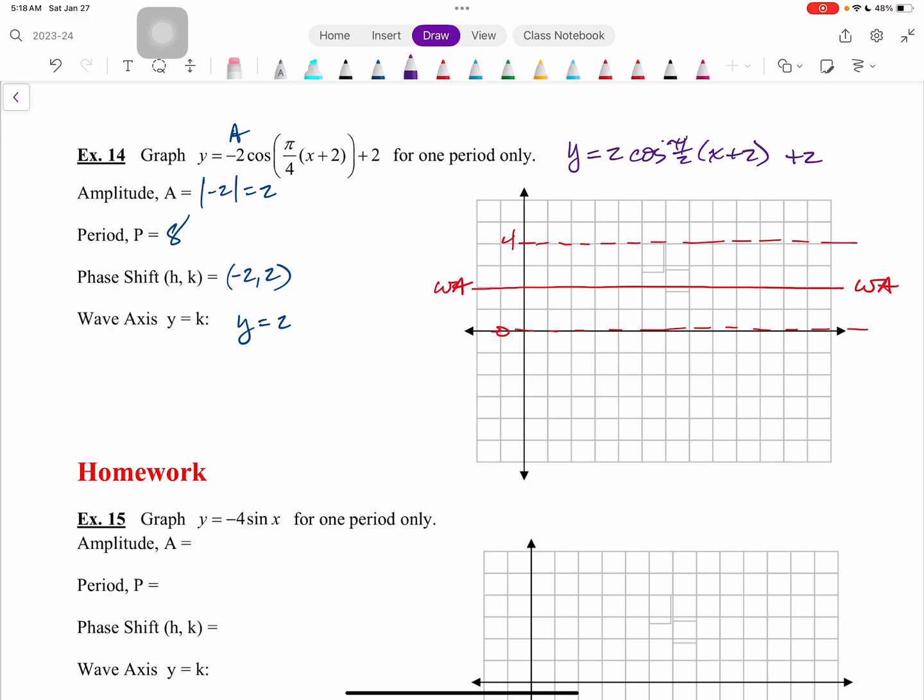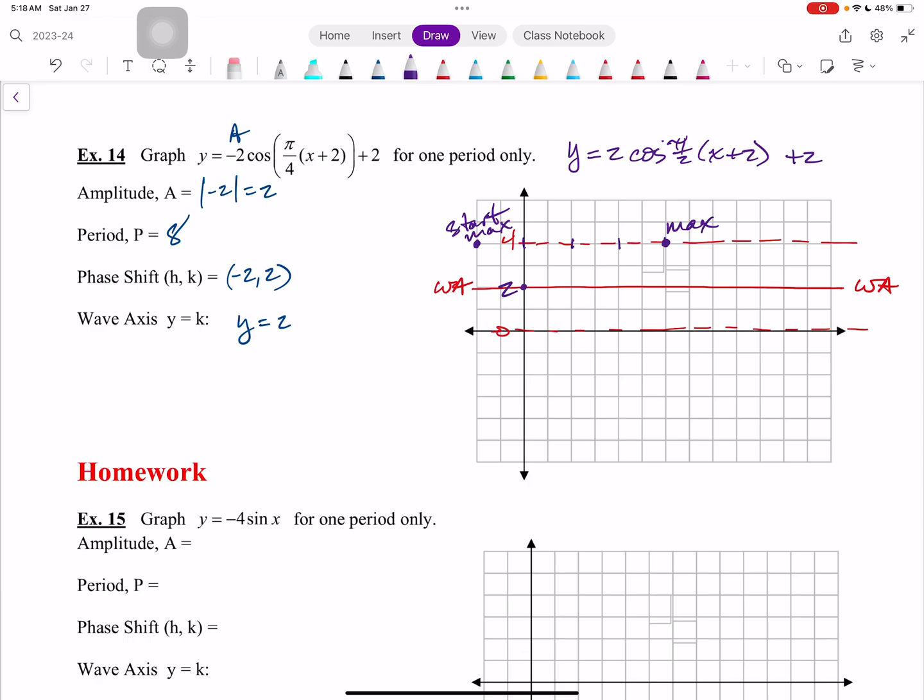This one right here would typically start at 2 on the y-axis right here. So I'm going to mark 2, but I'm going to shift it. I'm going to go left 2, up 2, so I'm going to start up here. So this is my start point. If A is positive, then I'm going to go 8 units to the right and mark it. So 2, 4, 6, 8. So I'm going to start at a max. We all know that cosine functions start at a max, and we end at a max.